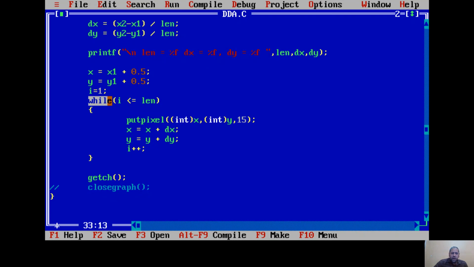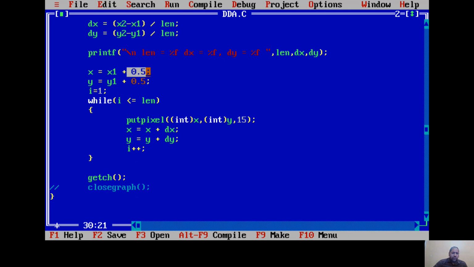Okay, what is our condition? While i is less than or equal to length. So my loop will continue while i is less than or equal to length, because I have started i at 1. And inside the while loop, what is my first thing? I am going to activate my pixel, putpixel. So this putpixel function requires integer x and y.